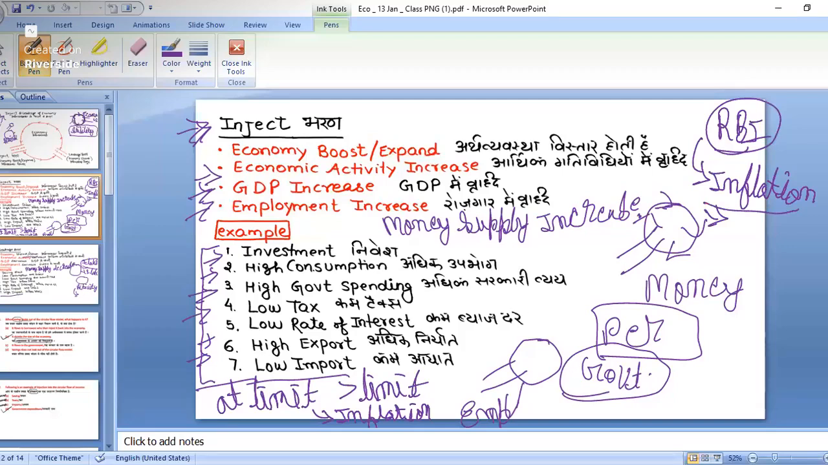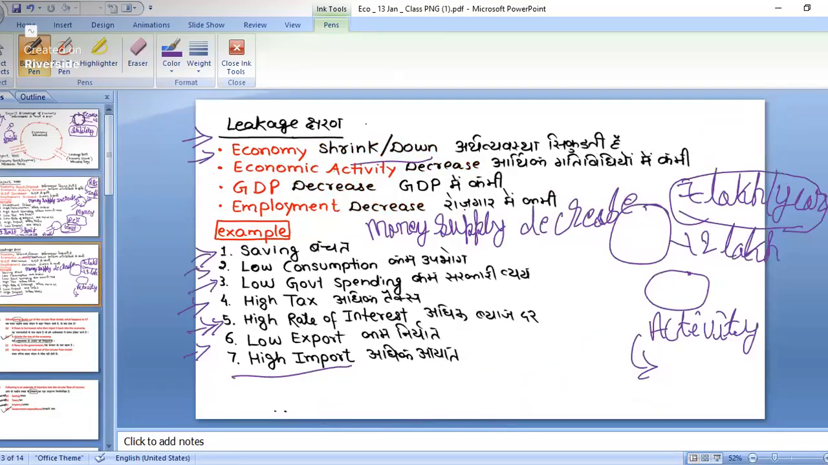Okay. So everything has both positive and negative impacts. Now, in the leakage part, what will happen? Here we'll have deflation. If leakage is done more than the limit, here we'll have deflation.